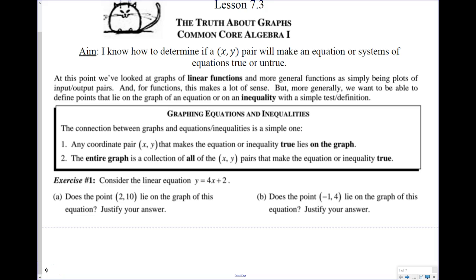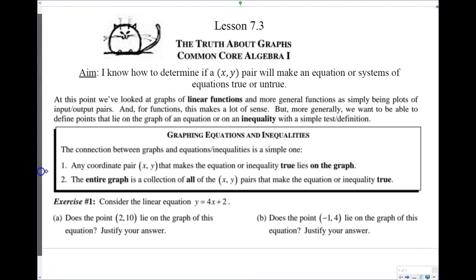Hi everyone, you're halfway through the take-home unit, Unit 7. Today we're going to talk about some properties of graphs and equations. Your aim today is that I know how to determine if an xy pair will make an equation or system of equations true or untrue. So we're going to talk about the truth of graphs.